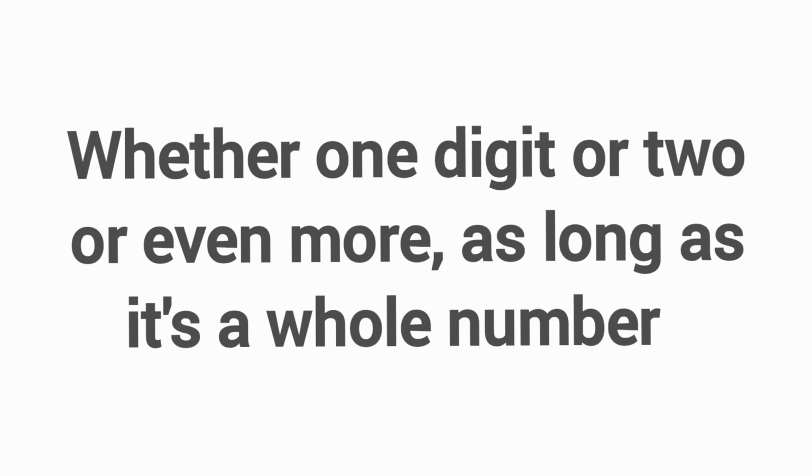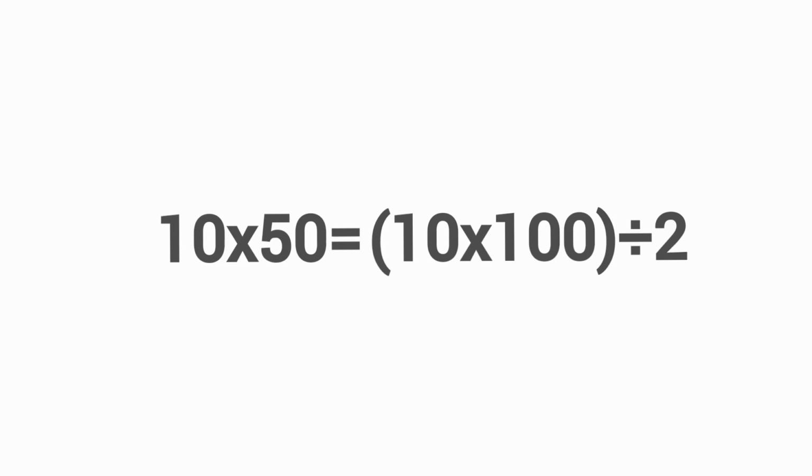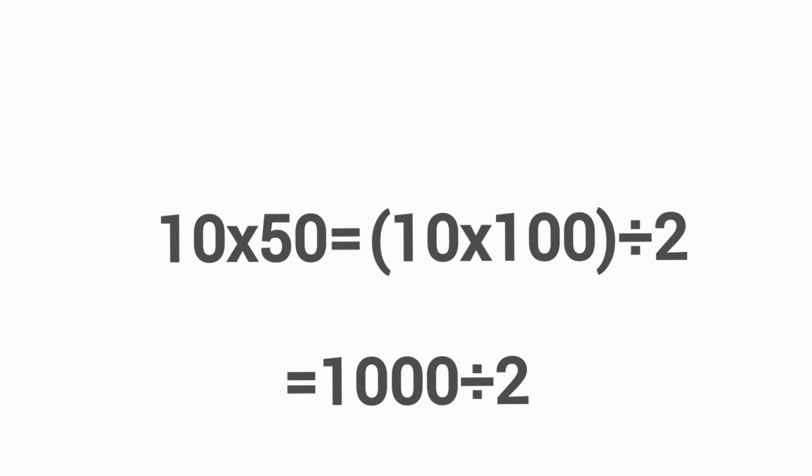It's so easy. It doesn't matter if the number is one digit or two digits. Multiplying by these four numbers is so simple. Now, let's take another example to prove how easy it is. Let's take 10 times 50. This will be 10 times 100 divided by 2. This will mean 1000 divided by 2, meaning that 10 times 50 equals 500.